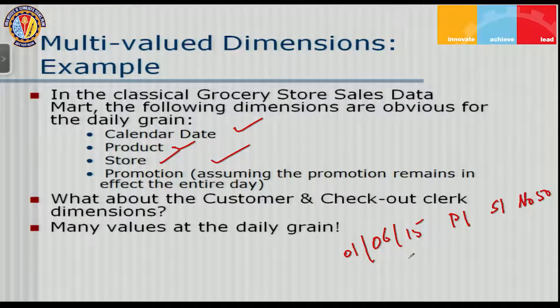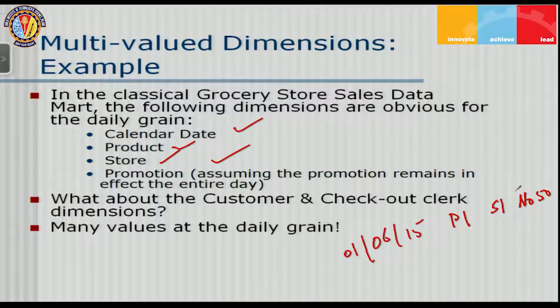So what this means is that on 1st June I sold 50 units of product P1 from store 1, okay, and there were no promotions on P1 on 1st June in store 1. Now these 50 units of product P1 were bought by multiple customers. It is not bought by a single customer, right?